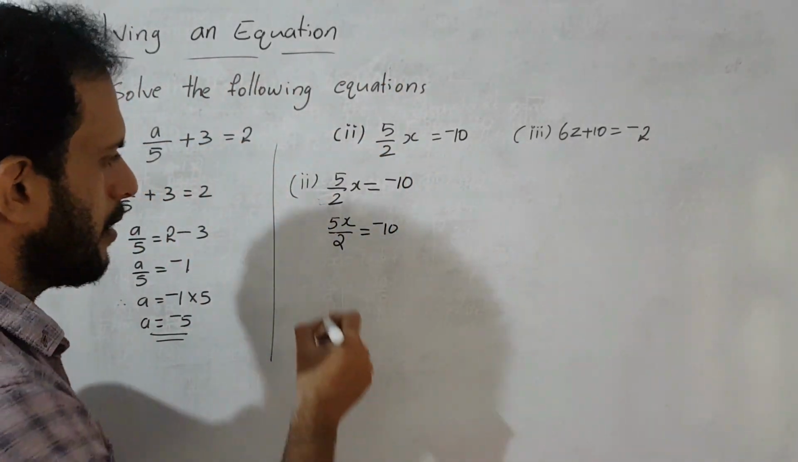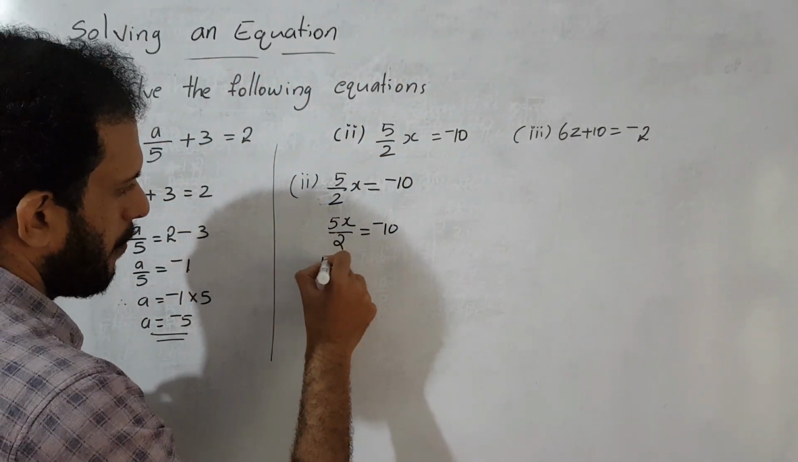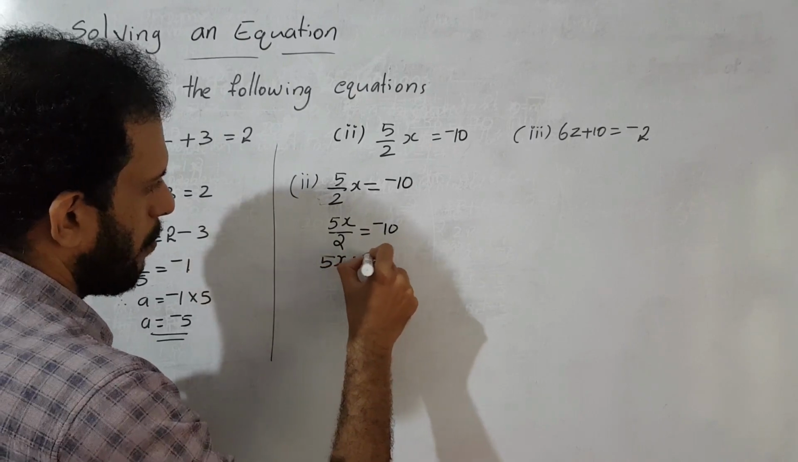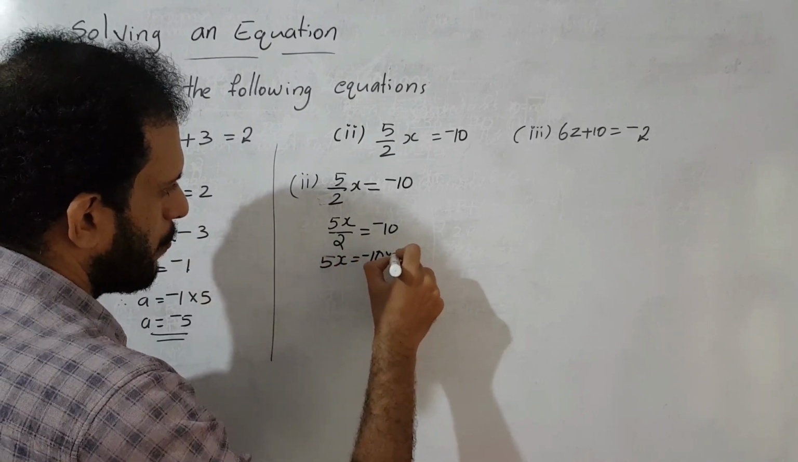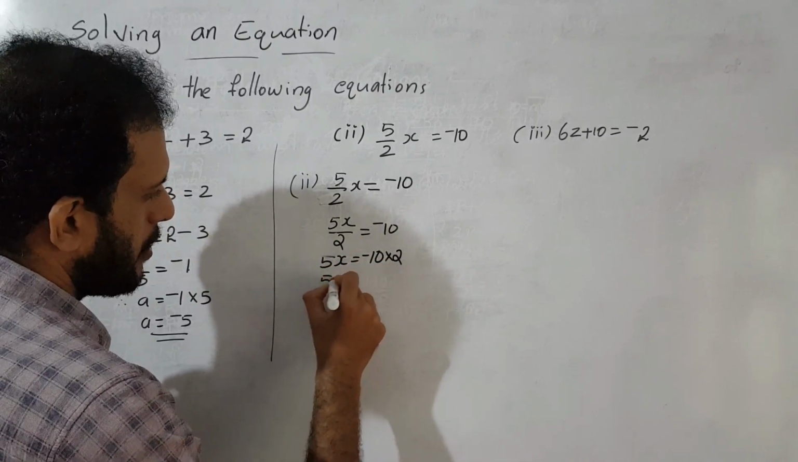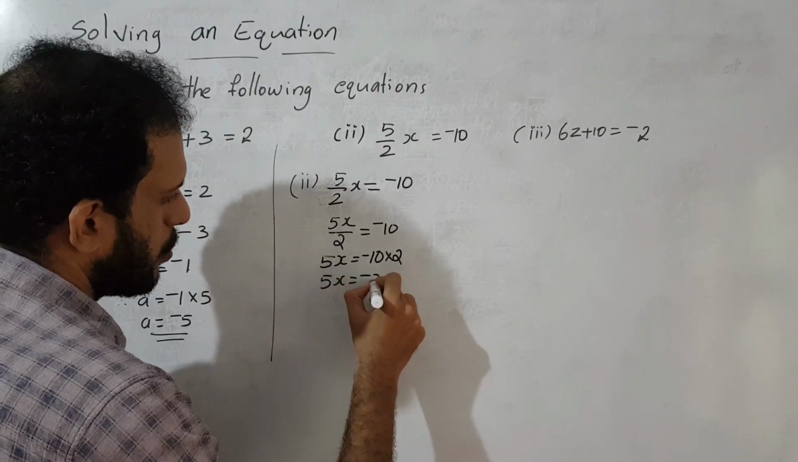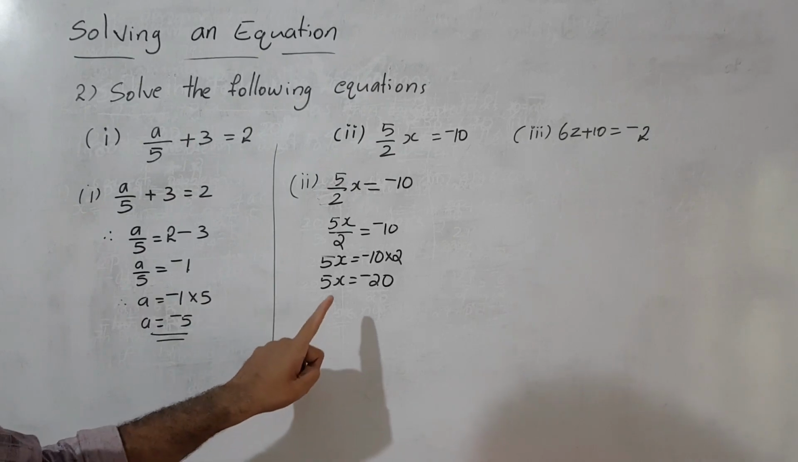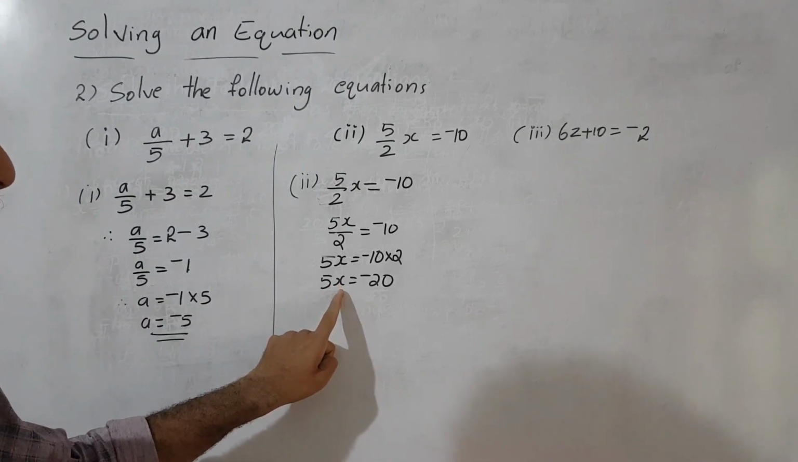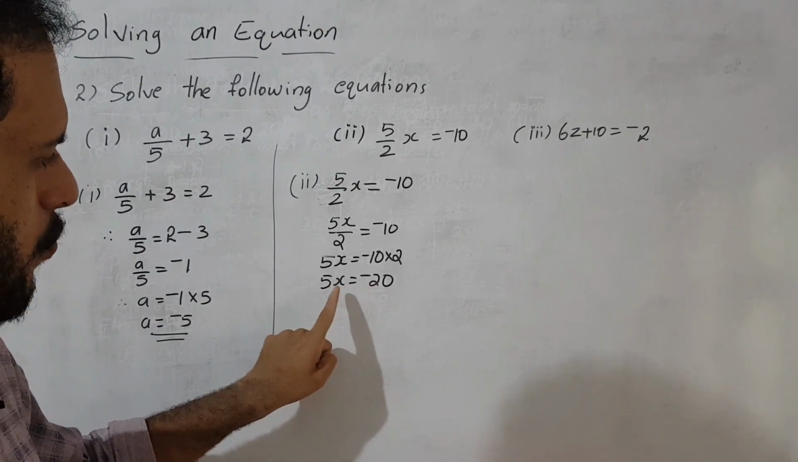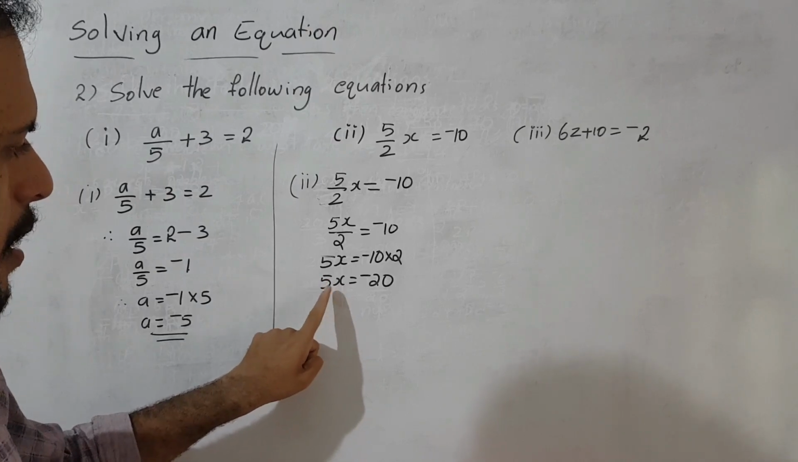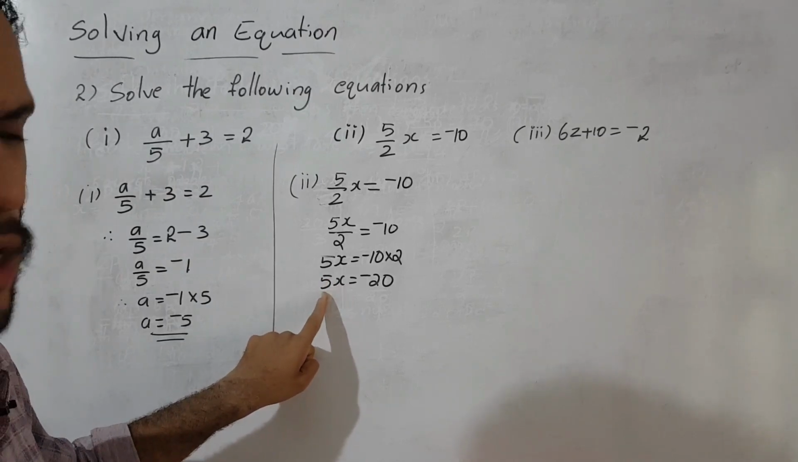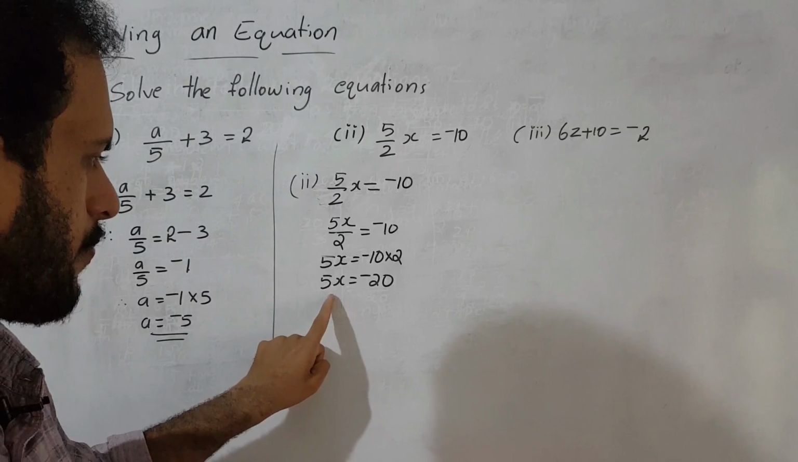Okay. Then what is remaining here? 5x. 5x is equal to minus 10 into 2. Therefore 5x is equal to minus 20. Then again we check it. Now do we have any number with the variable or any term with the variable? We do not have any term, we have a number with the variable. What is that? 5. Correct? So next we remove this 5.